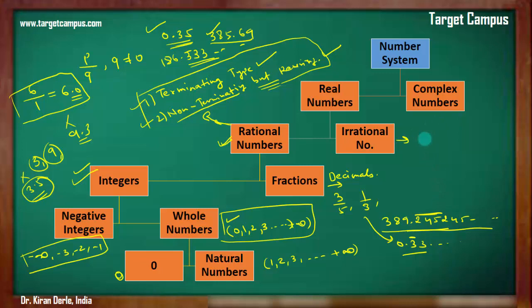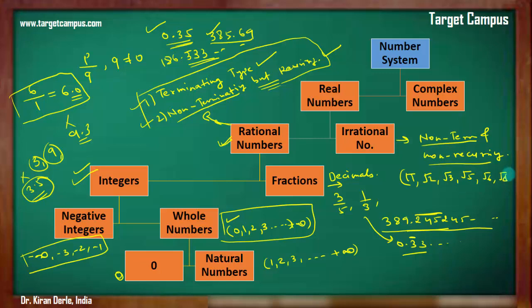What is remaining is non-terminating and non-recurring also, right? They form the part of irrational numbers: non-terminating, non-recurring. A favorite example of an irrational number is pi, right? And all those numbers which are not perfect squares, all those square roots of numbers which are not perfect squares, they all are.